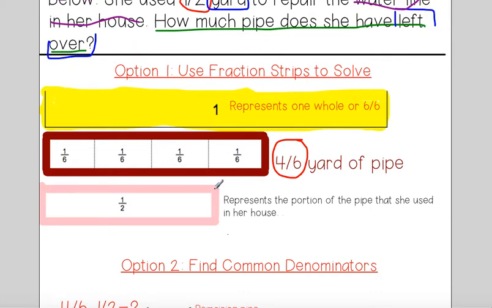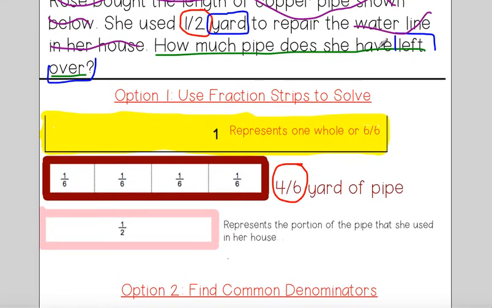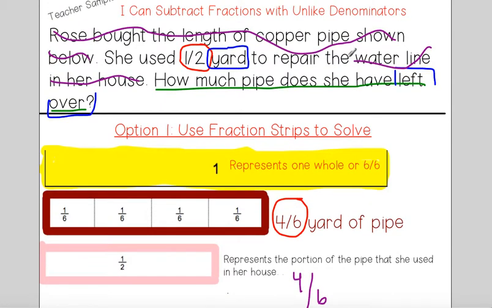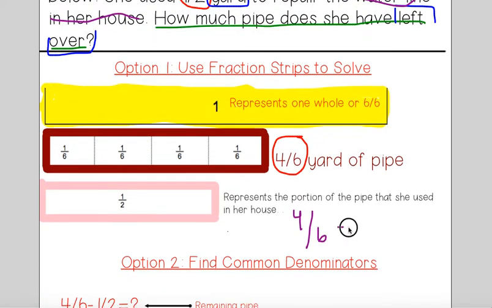Okay, so I need to ask myself, well, what is the equation that I have here? What are they asking? How much pipe does she have left over? So the equation would be 4/6, which I got from her original pipe purchase, which is right here, shown below. 4/6 is what she bought, and she used 1/2 yard. So she bought 4/6 yard, and she used 1/2 yard. So I'm subtracting these.